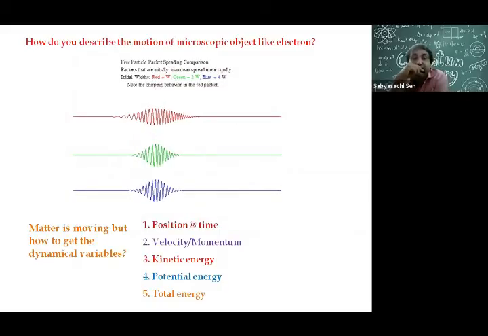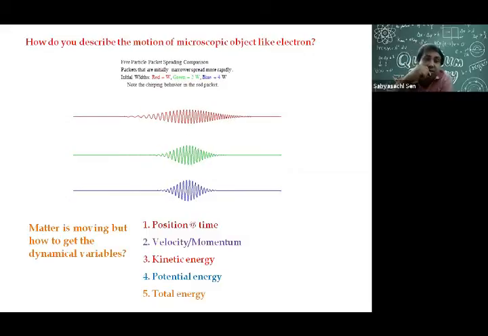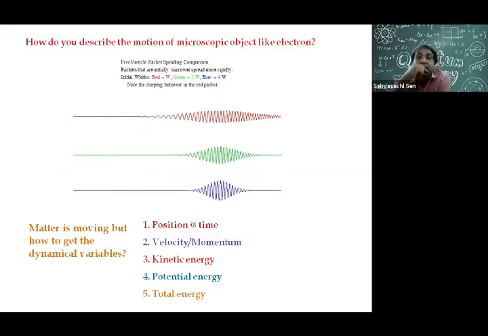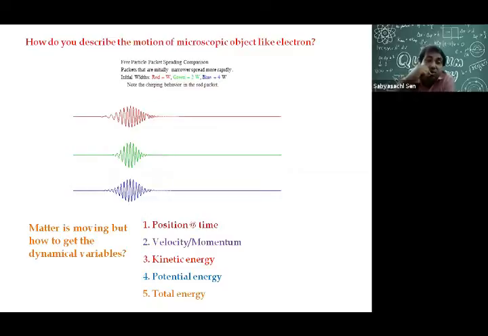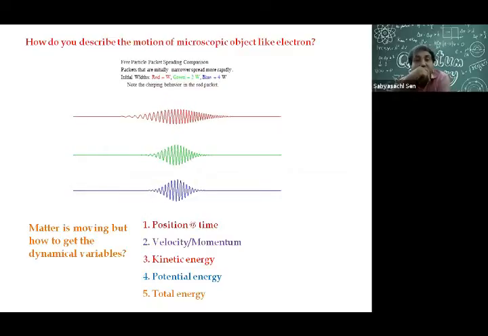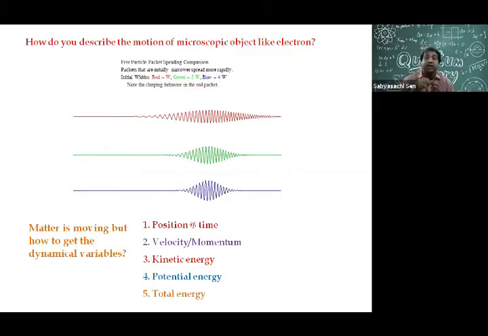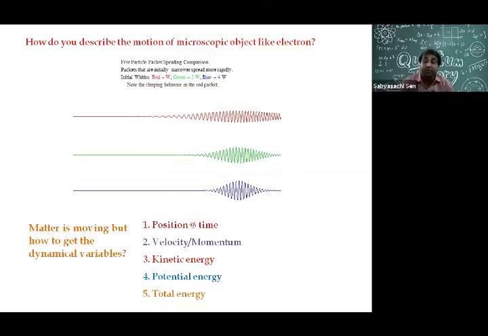Because the matter is moving, you know matter is moving. Your problem is you are not getting it. But by solving Schrodinger equation you know psi. So we have to do something so that from psi we can extract the related information of motion.